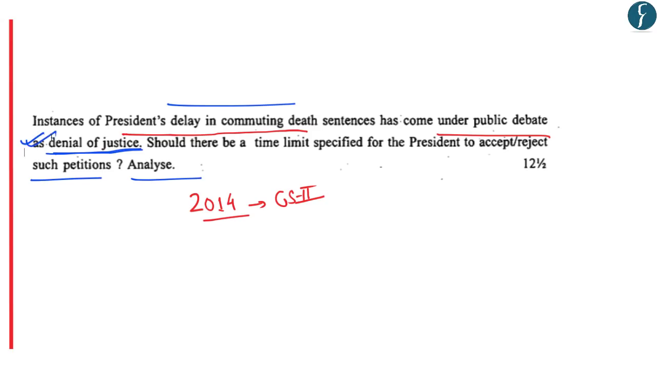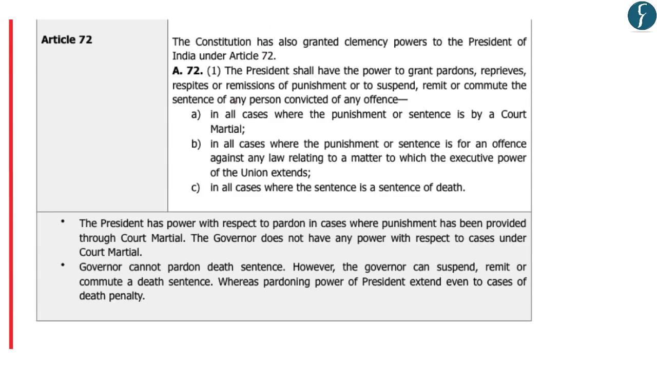So this question was asked with respect to delay in commuting death sentence as well as that resulting in denial of justice. So for that, let's understand certain key points as well with respect to the President's power of clemency under Article 72 of the Indian Constitution. As per Article 72 of the Indian Constitution, the President shall have power to grant pardons, reprieves, respites, or remission of punishment, or to suspend, remit, or commute the sentence of any person convicted of any offence.